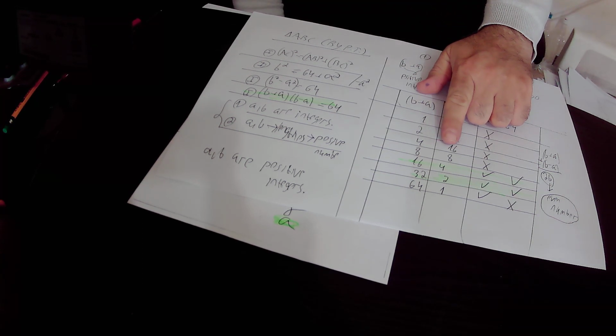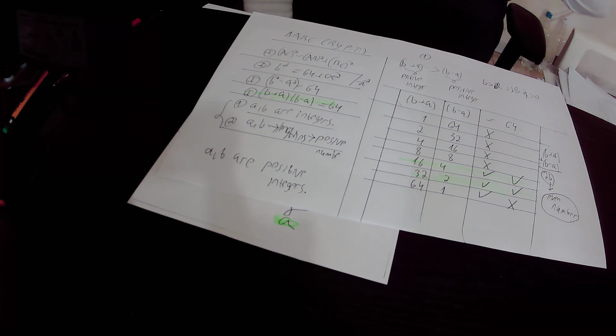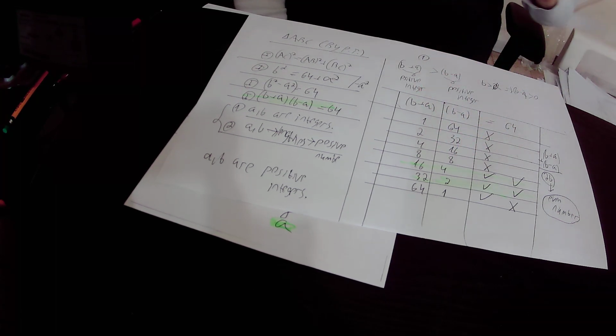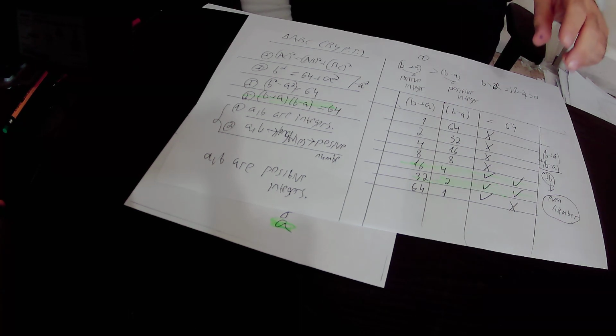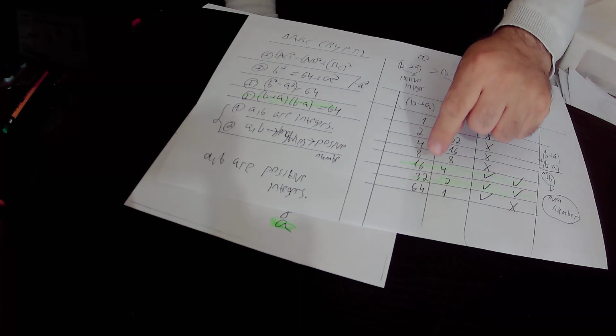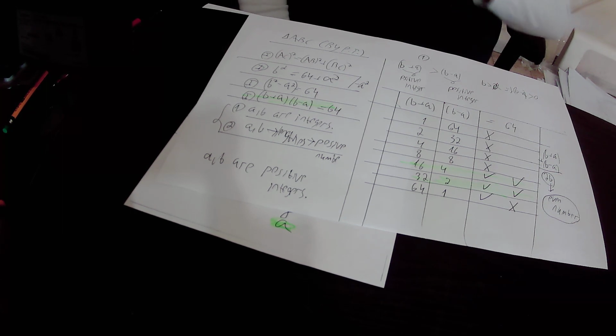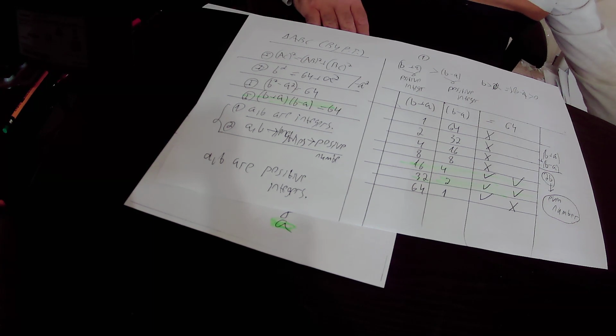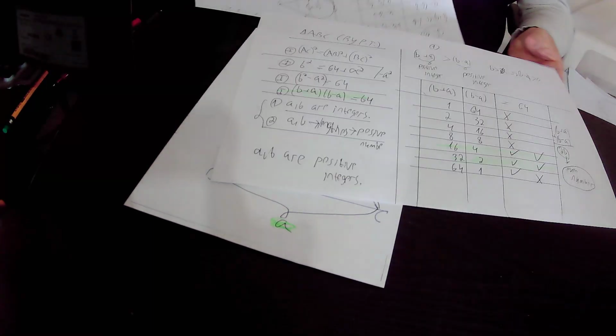So here 16 plus 4 is 20, and 20 is an even number, so it is a good possibility. 32 plus 2 is 34, that is an even number also, this is also a good possibility. And finally 64 plus 1 is 65, 65 is not an even number, it is an odd number, therefore it is not a good possibility because the addition of the two numbers together must give us an even number. So we are left with only two options that are possible here for b plus a and b minus a. Okay, and so I wrote down the two options here.